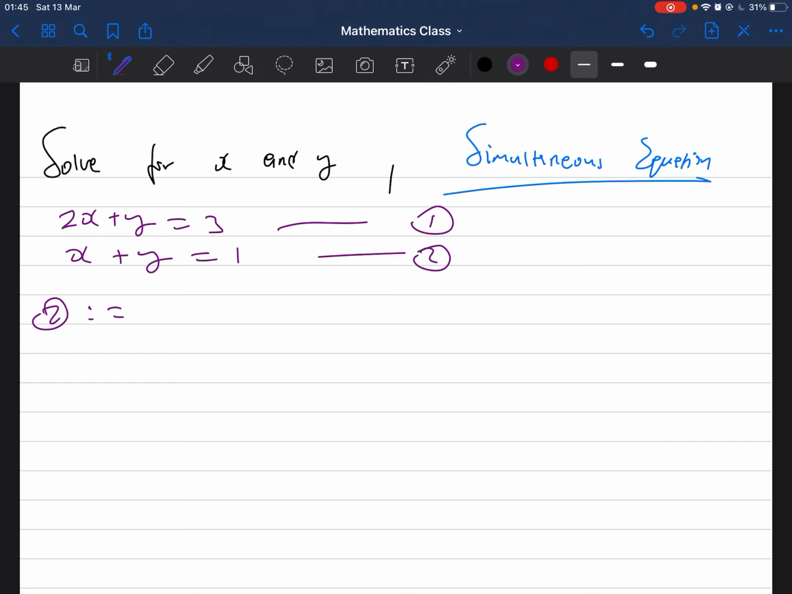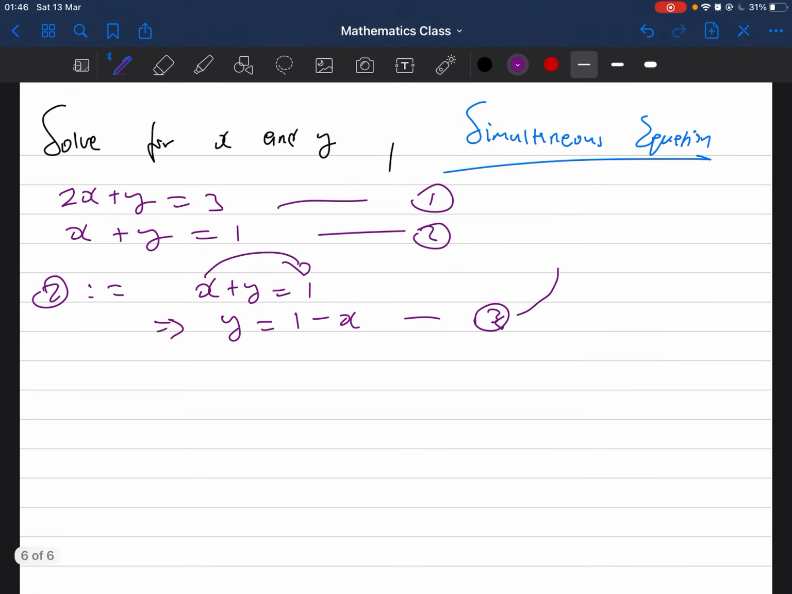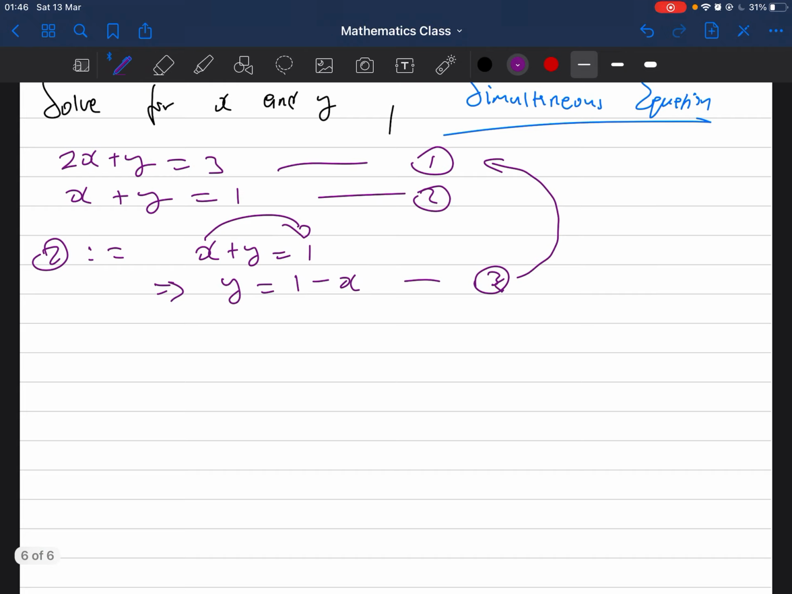So equation 2, x plus y is equal to 1, and we can just solve for y in that equation. If you solve for y, you take x to the other side, so you're going to have y is equal to 1 minus x. Okay, so you have the third equation now. What you're going to do is take the third equation and substitute it back into the first equation.